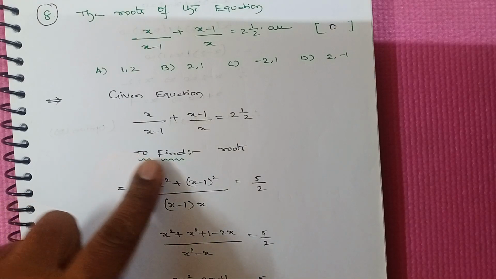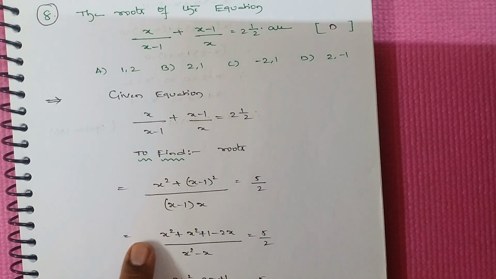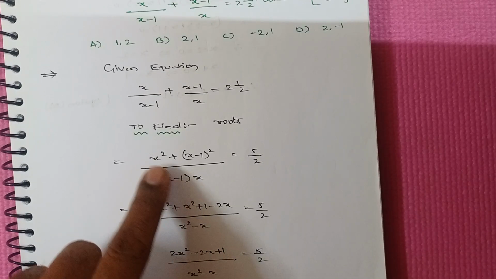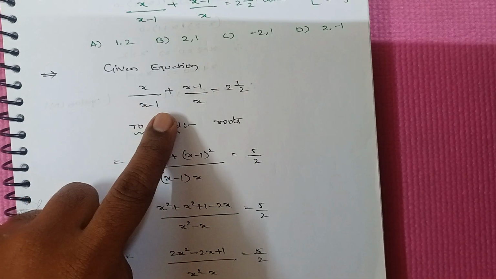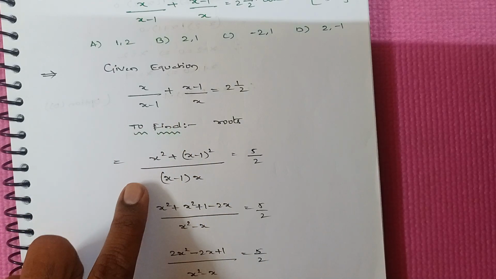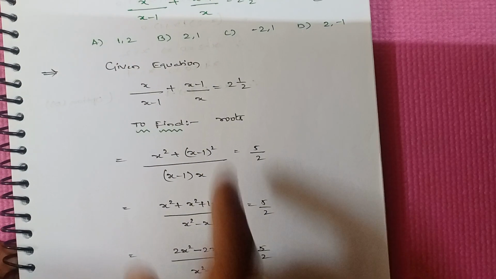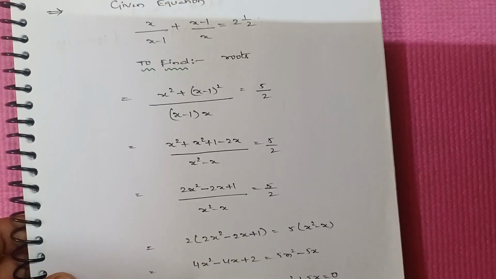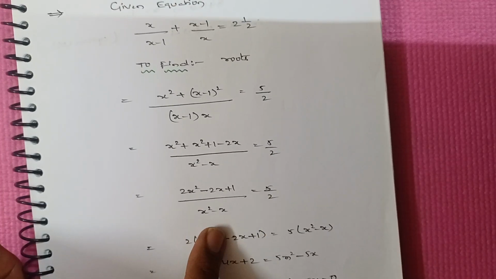Take the given equation. We need to find the roots of the given equation. So take the LCM. We get x minus 1 into x, that is, the numerator becomes x square plus x minus 1 into x minus 1, that is x minus 1 whole square, equal to 5 by 2. That is, convert the mixed fraction into a fraction. So simplify. We get 2x square minus 2x plus 1 by x square minus x equal to 5 by 2.